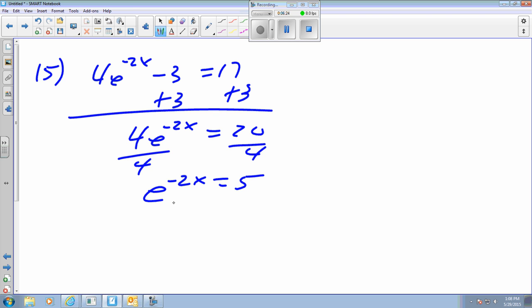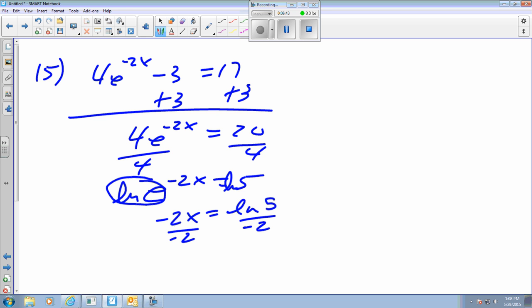Now I want to find out what x is, so I'm going to do the opposite operation of e, which is ln. So I'm going to ln this side and ln that side. E and ln are opposite operations, so they go away, leaving me with negative 2x equals the ln of 5. Divide by negative 2. Divide by negative 2. My x is going to be equal to ln 5 divided by negative 2, which equals negative 0.80. Let's look at number 16.